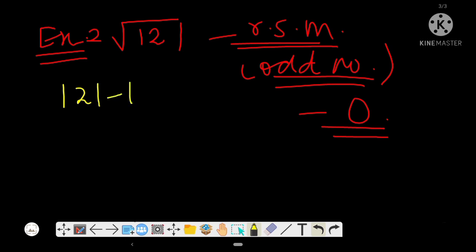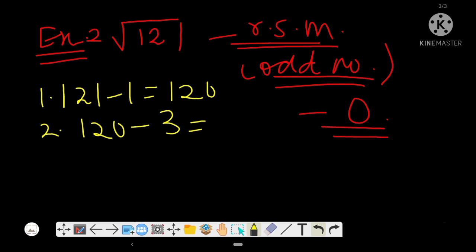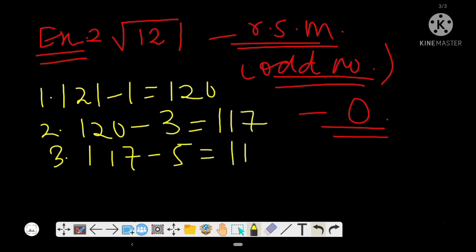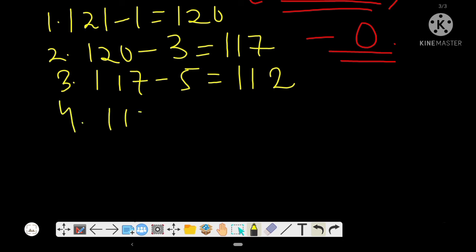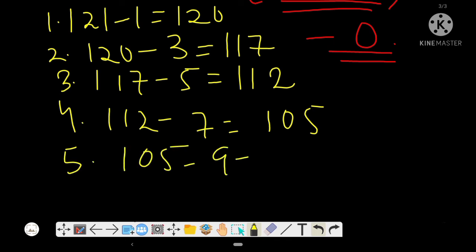121 minus 1, it is step 1. 121 minus 1 is 120. Now again, at the second chance, the next odd number is 3, so 120 minus 3 is 117, the third step. Next odd number 5, and it will be 112. Now the fourth step, 112 minus 7. Next odd number would be 7, so it will be 105. Now the fifth step, 105 minus 9, that is 96.